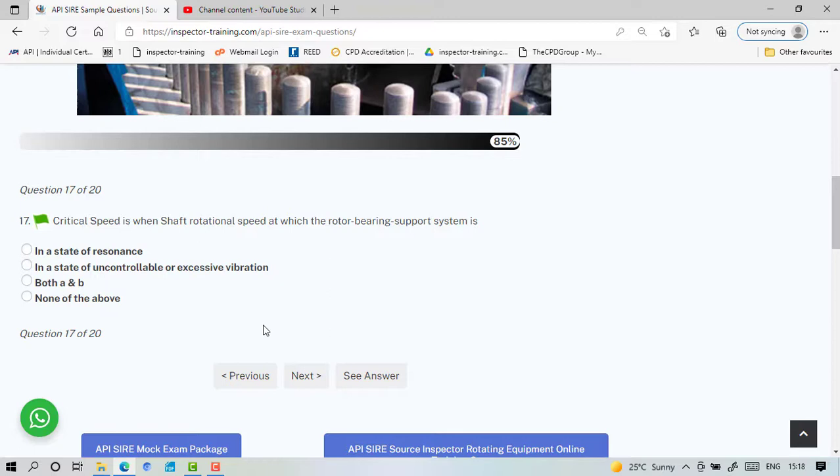Critical speed is the shaft rotational speed at which the rotor bearing support system is in a state of resonance or in a state of uncontrollable or excessive vibration. These are the same meaning. So both A and B. Remember that API does not ask A and B or none of the above or all of the above. You will never see such a question.